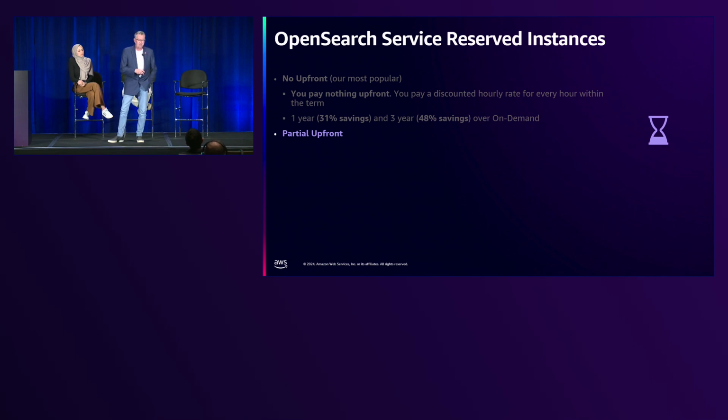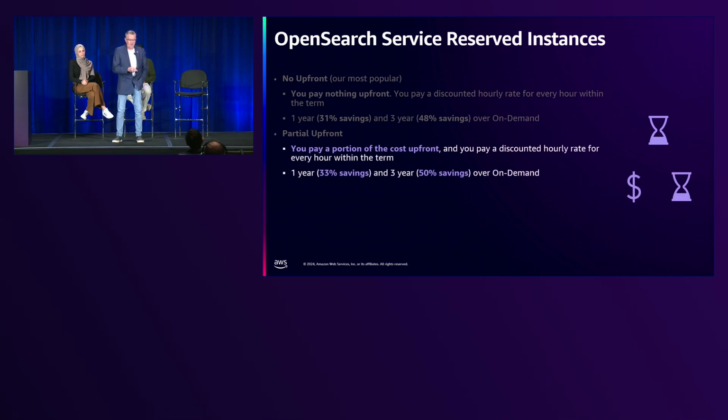Now, partial upfront means that you're going to pay some cash upfront, and you're also going to pay an hourly rate. That portion of the cost is paid up front, and that discounted hourly rate will enable you to achieve 33% savings on a 1-year partial upfront, and for a 3-year partial upfront, you have roughly a 50% savings on your on-demand costs.